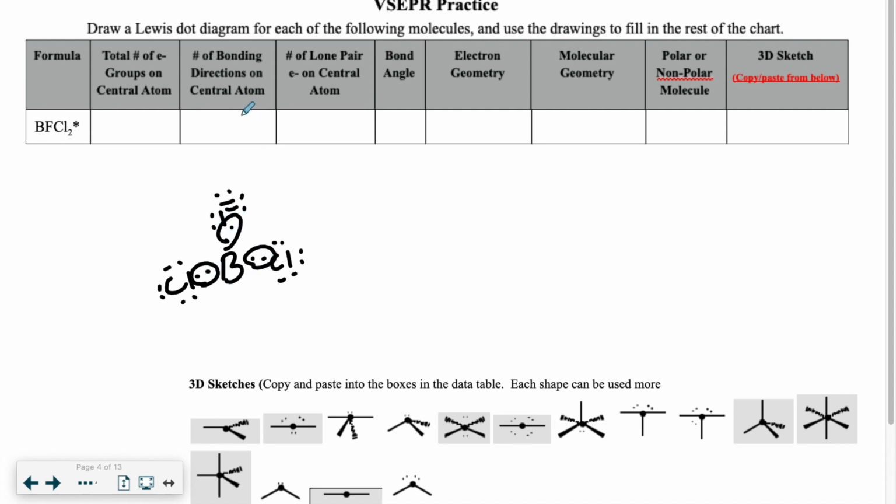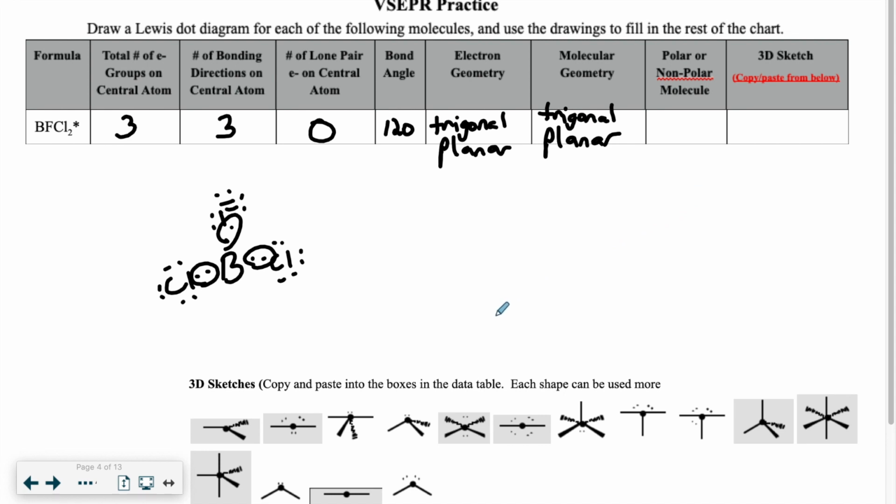All right, for my bonding directions, it's going to be 3. There are 0 lone pairs on my central atom, so that's a total of 3 electron groups. So I go into the row of 3. That means it is the trigonal planar family. And because it's 3 and 0, that means the molecular geometry is also trigonal planar, with a bond angle of 120 degrees.